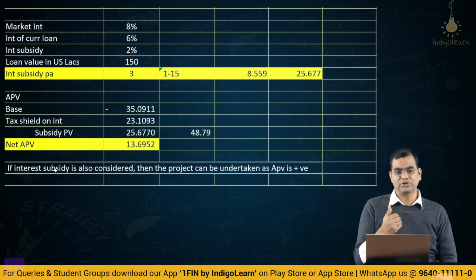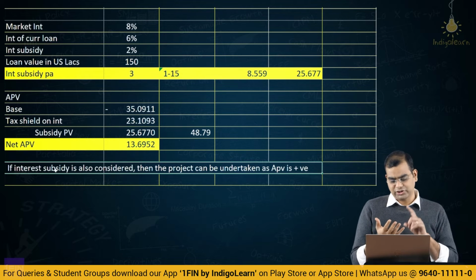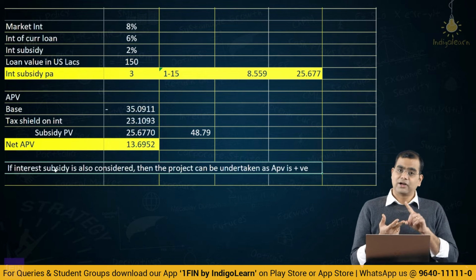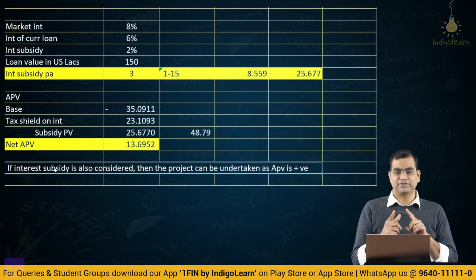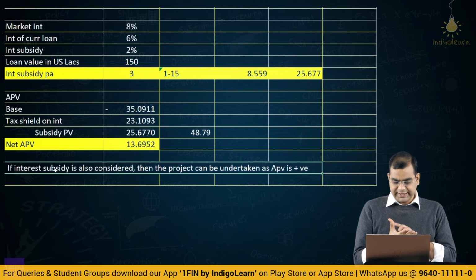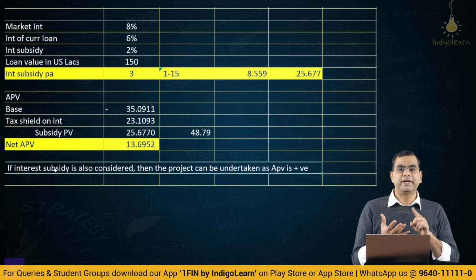The suggested answer solution is not really easily understandable, so I have tried to explain this to you by splitting the APV into 3 parts and computing the value of the subsidy also. So what are the key points to note in this question, friends? First, the tax shield on interest is always on the actual interest paid. However, the discounting of the tax shield is always done at the cost of debt, and the cost of debt here is the pre-tax cost of debt, not the post-tax cost of debt.